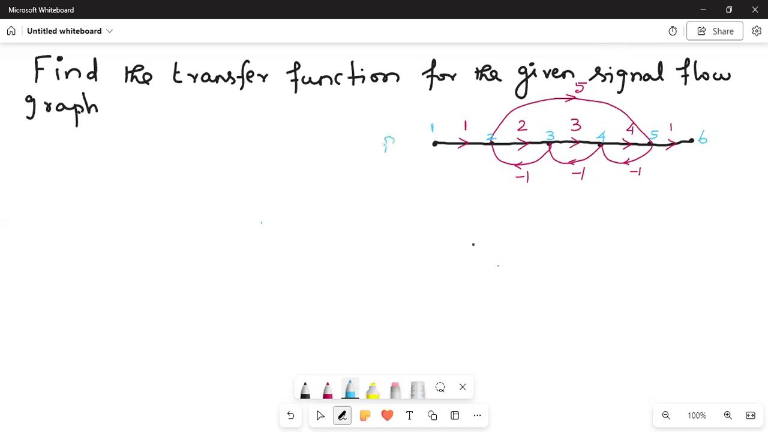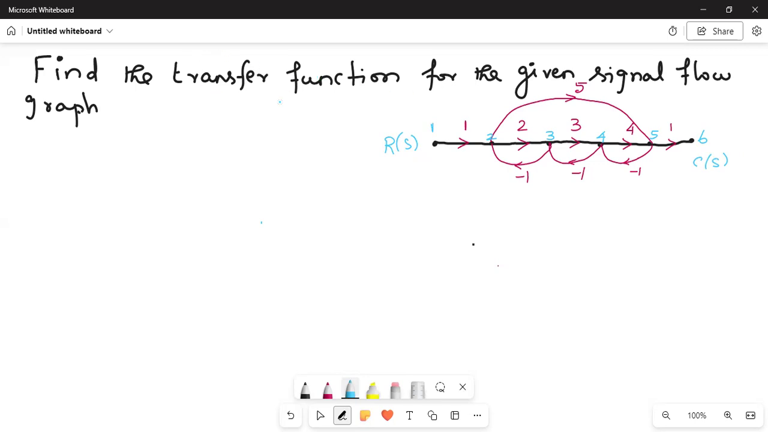So here, this is R of S. That is node 1 is R of S. R of S is nothing but the input node. Then node 6 is acting as the output node. So this is represented by the symbol C of S. So therefore, we have to find out the transfer function.